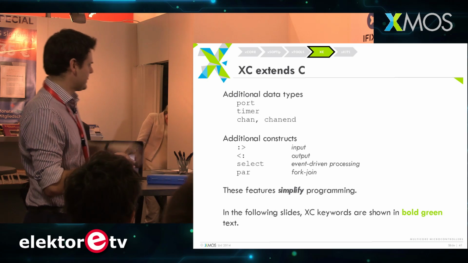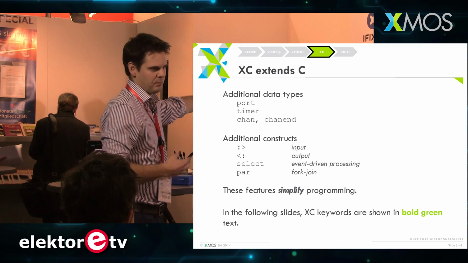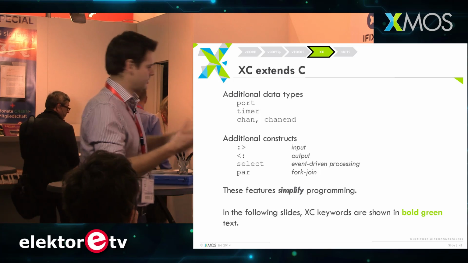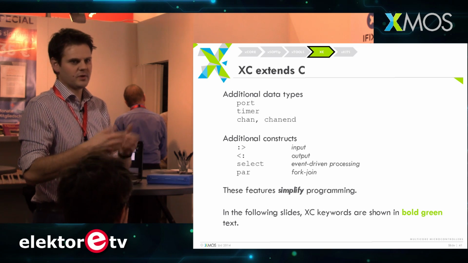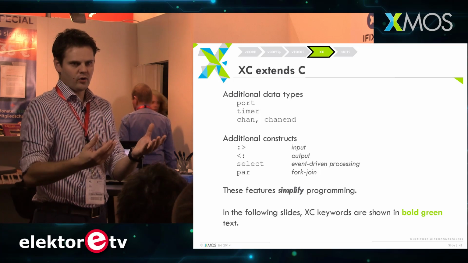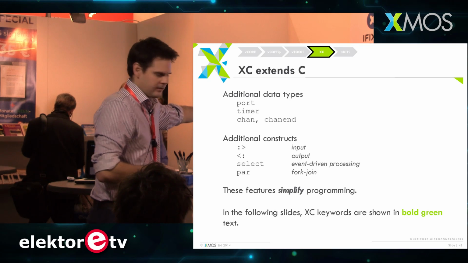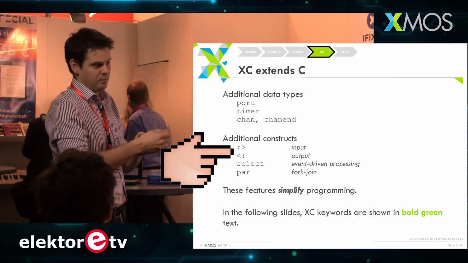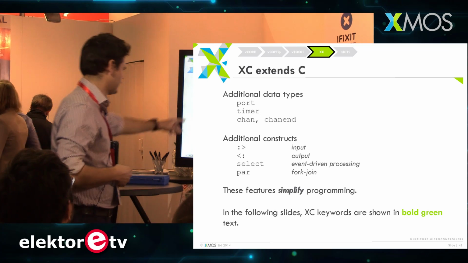So XC, XTendC, these are some of the additional things that we've defined. Additional data types, port, that's pretty obvious. A timer, so this is a hardware timer, and you can reference it from the code. Chan and ChannelN, this is the communication structure between cores, which is important. You've got functions that are working individually on cores, unaffected by each other, but you need to communicate between them. These two symbols are the way we communicate to ports and channels. So input and output, pretty self-explanatory.